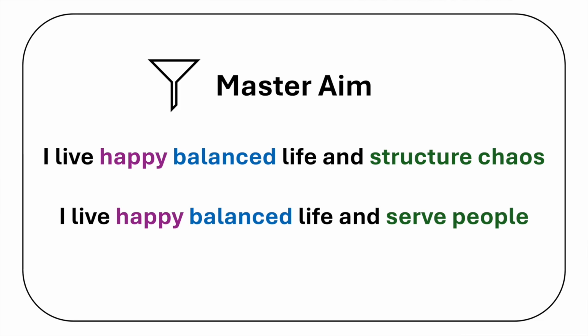For me, for example, current master aim is live happy, balanced life by planning and structuring chaos for myself and others. Another example could be from a video of Margulan Sesenbaev when he told that his master aim is to live happy, balanced life and serve people. For you, it can be anything else, whatever you come up with. You can also ignore this master aim completely, because the whole system works without it. It's just something that allows you to filter out things when you have too many incoming ideas.